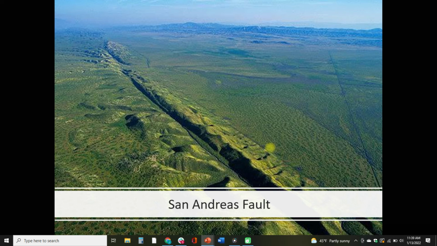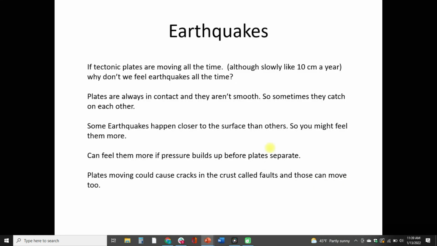And that was from a transform boundary. So, I just got ahead of myself a little. So with the earthquakes, right, they're moving slowly, like 10 centimeters a year, so we don't feel them all the time. Now, some earthquakes happen closer to the surface than others, and so we might feel them more that way.